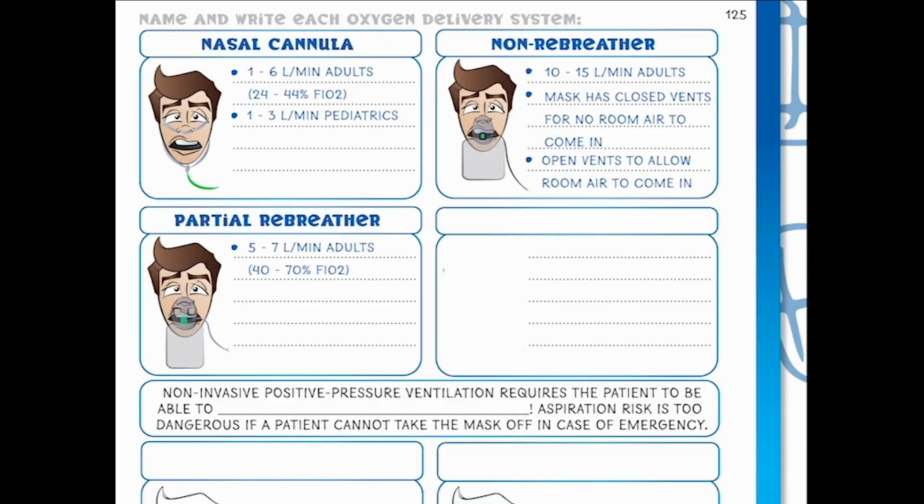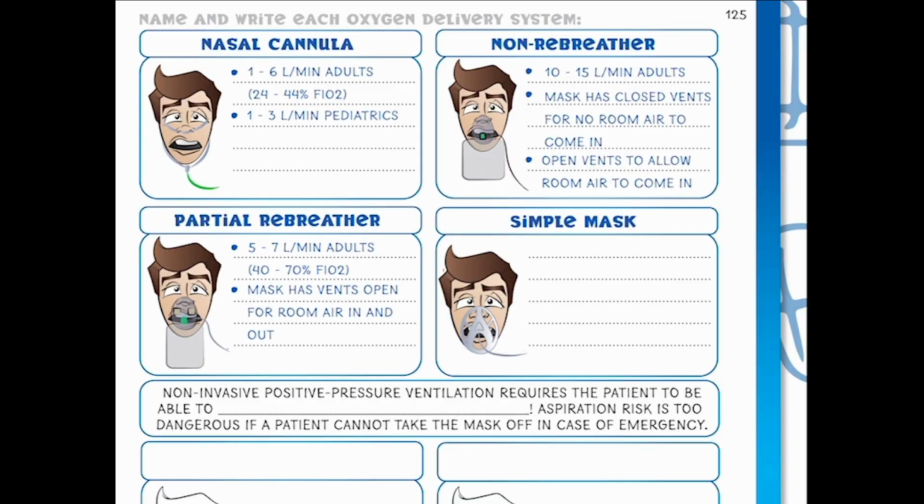Even though we can definitely hit 10 liters in this partial rebreather mask, it's something to consider, or a red flag to go off in your head, that if you're needing 10 liters on a partial mask, you should probably be switching up to a non-rebreather. And that simple mask is a mask that's going to be used for patients who require a moderate increase in their oxygen concentration. So this can provide an FiO2 level of 35 to 50% at a flow rate of 5 to 10 liters per minute.